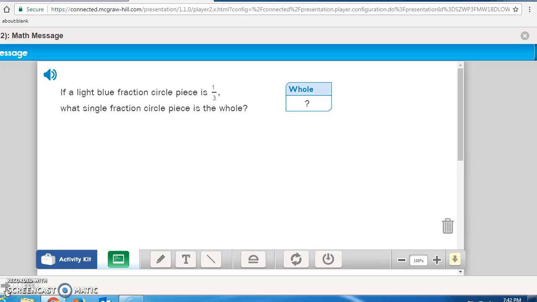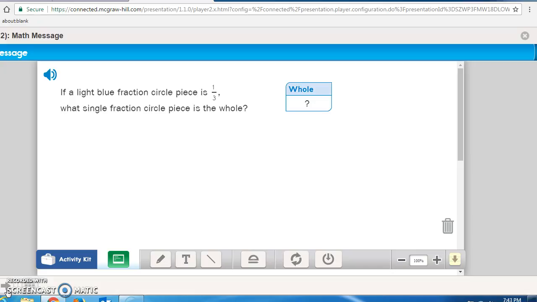Please read silently the following as I read it out loud. It says, if a light blue fraction circle piece is 1/3, what single fraction circle piece is the whole? Hopefully you realize that it's 1 pink.